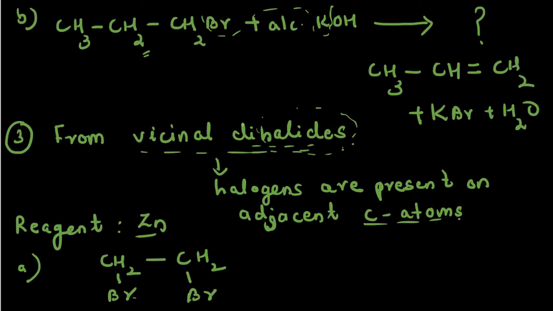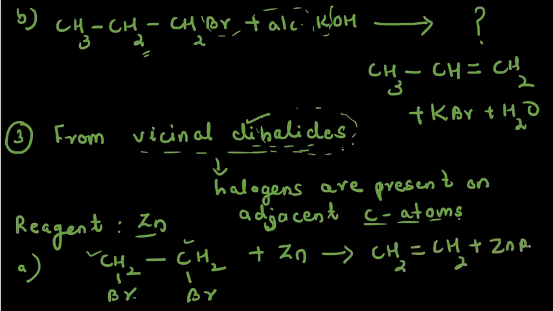Here you can see what the halogens are. There are 2 halogens, that is why they are known as dihalides. And since the halogens are present on adjacent carbon, we call it as what? Vicinal dihalides. So when vicinal dihalides react with zinc, we will be getting what? We will be getting an alkene. So what is the alkene that we are getting? We are getting ethene from what? From ethyl dibromide.